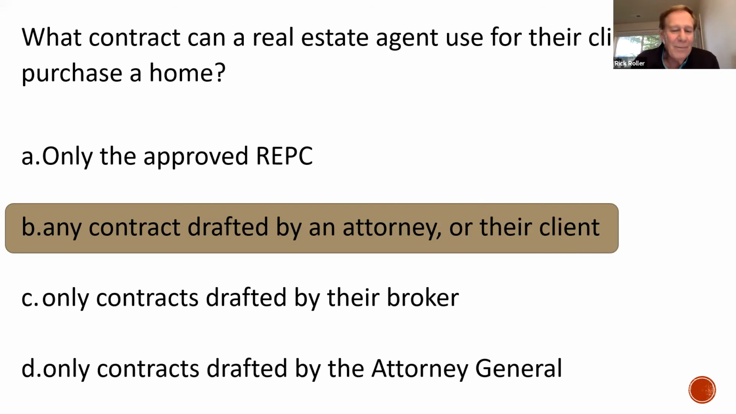Come on, get real. I mean, there's state regulators. They don't have time to sit down and help you write contracts. Okay, so any contract drafted by an attorney or their client, we can use. It's unusual, but probably not so much. Of course, it's used every day in new construction. Okay, but there could be other instances as well.